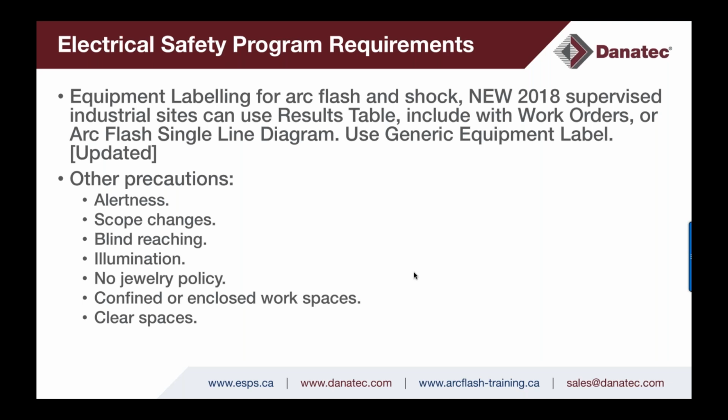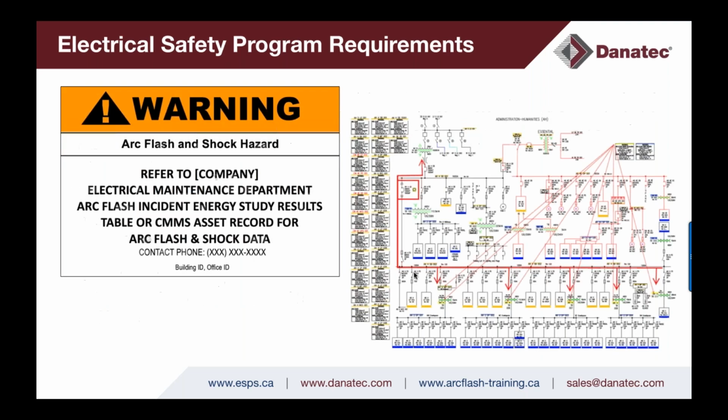And I'm going to show you an example of the label, the results table and arc flash single line here on the next slide. So your electrical safety program, as far as policies and practices, has to document that your company is going to address alertness, scope changes, blind reaching, illumination, no jury policy, confined or enclosed workspaces, clear spaces. That has to be in your electrical safety program.